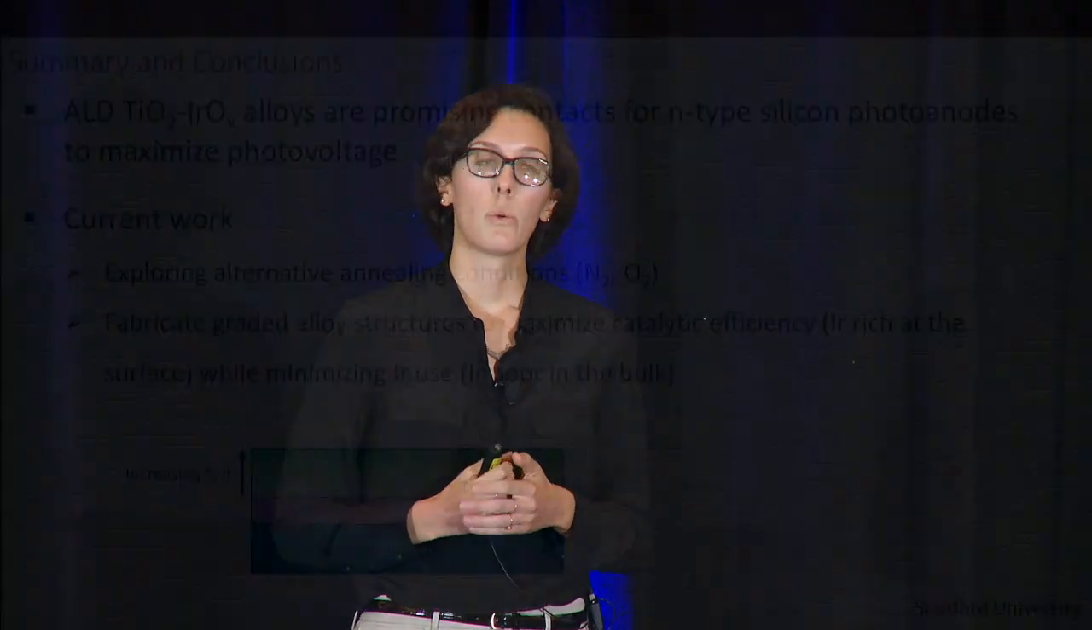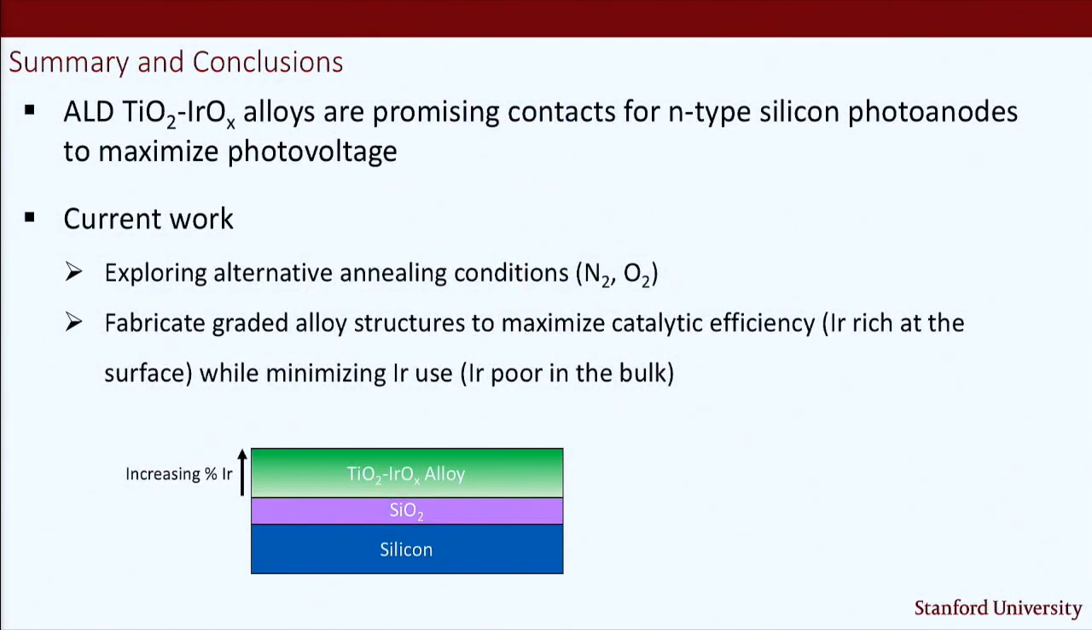And so with that, I hope I've convinced you that these alloy materials are promising contacts for N-type silicon photoanodes, especially in regards to maximizing their photovoltage, which is really key. And currently, we're exploring different kinds of annealing conditions to try to optimize the activity and performance of these devices. And we're also looking at fabricating graded structures. And this is really the advantage of atomic layer deposition for this kind of process, because we can control the amount of iridium in the film on a layer-by-layer basis. And what that means is that we can put the iridium exactly where we need it.